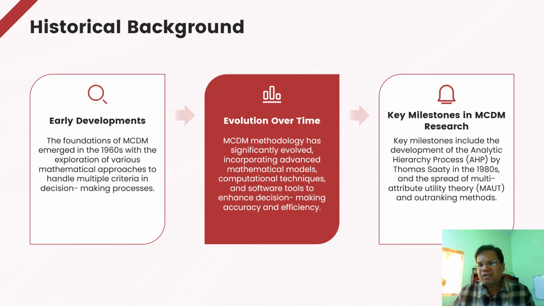Now the key milestones in MCDM research. Key milestones include the development of different methods, for example, the analytical hierarchy process. This is one of the best methods, that is AHP by Thomas Saaty in the 1980s, and the spread of multi-attribute utility theory, MAUT, and outranking methods. So these are the different tools and techniques which have evolved.